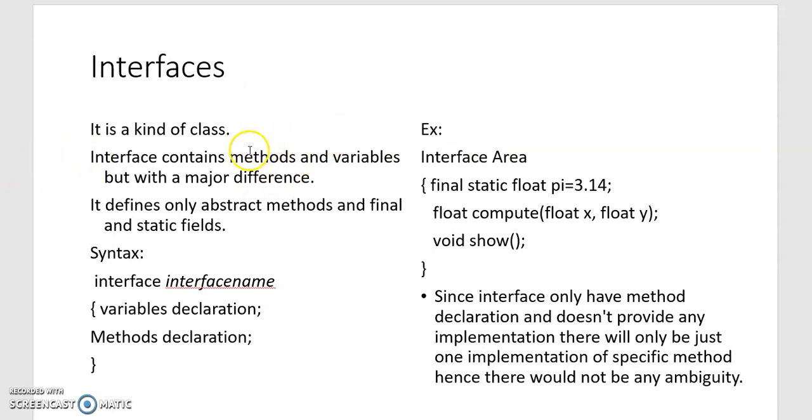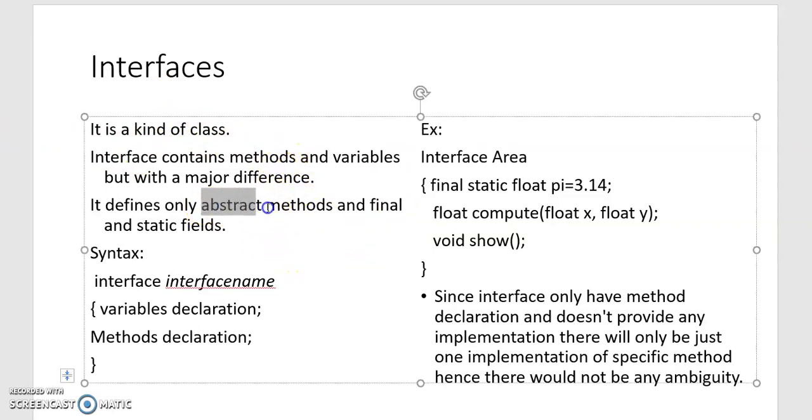Now, an interface is a kind of class, and it is basically a technical term for representing an entity that is similar to a class, which means if you remember, a class would contain methods as well as variables. An interface will also contain methods as well as variables, but with a major difference. The methods are abstract, which means an interface will contain only the declaration of a method. It will not contain the definition of the method. The definition of the method will happen outside the interface, and the variables would be final and static in nature.